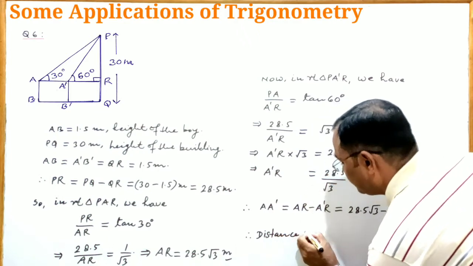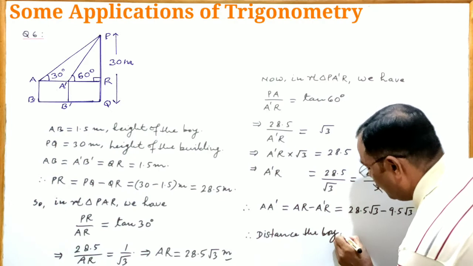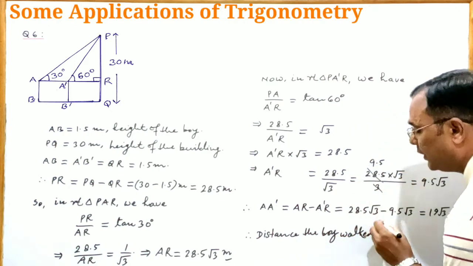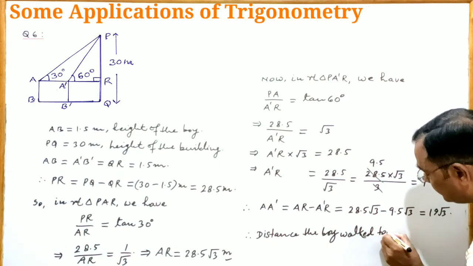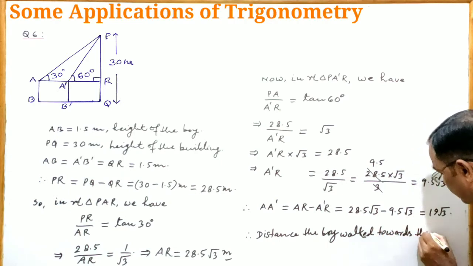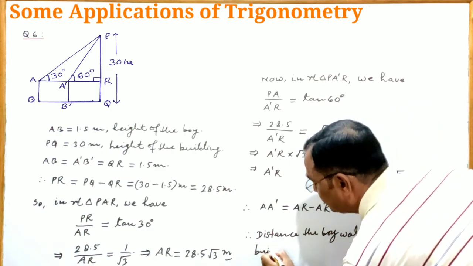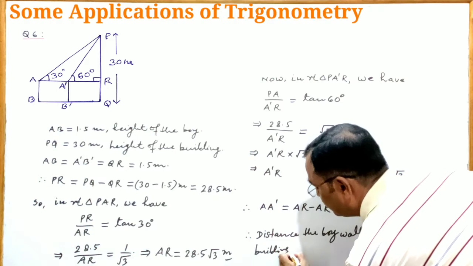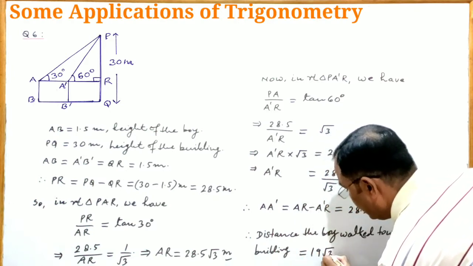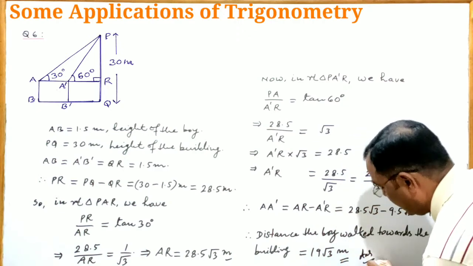So therefore, distance the boy walked towards the building is equal to 19 root 3 meter, and this is the answer.